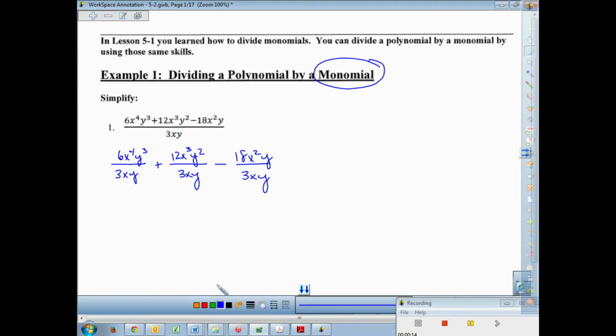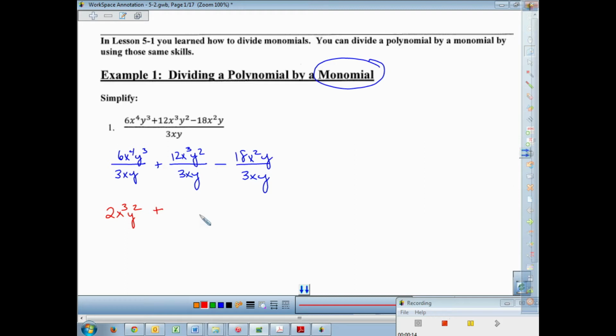So coefficients, 6 over 3. Can that simplify? 6 over 3 is 2. X's. Are there any negative exponents involved in this situation? Nope. Where are there more x's? Upstairs. How many more? X cubed. And same thing with the y's. Wouldn't there be a y squared left over? Correct? Over here, next guy, it would be positive.